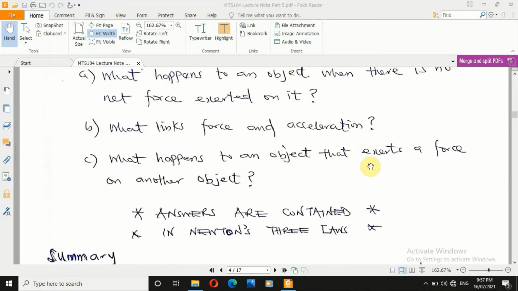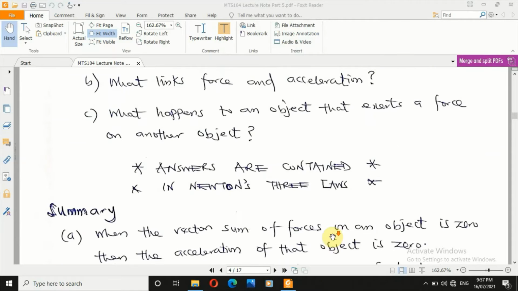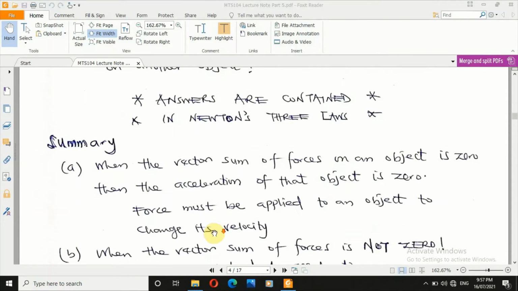What happens to an object that exerts a force on another object? Now, answers are contained in Newton's three laws of motion. So let's consider number 1 now.